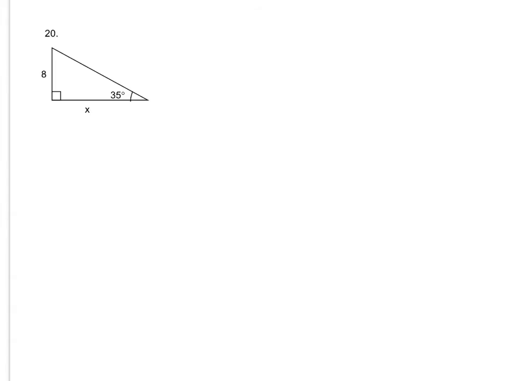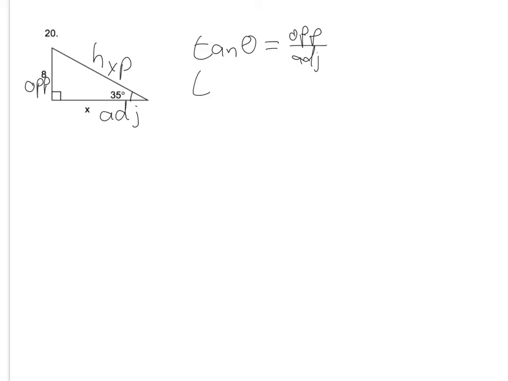One last problem here with trig. Once again, I'm going to identify my sides. I have my hypotenuse I don't know anything about. I'm looking for my adjacent side, that side touching the angle, and I know my opposite side in this case is 8. So, know my adjacent, I'm looking for my opposite. I'm going to start with tangent of theta is equal to opposite over adjacent. And so I can say tangent of 35 is equal to 8 over x.